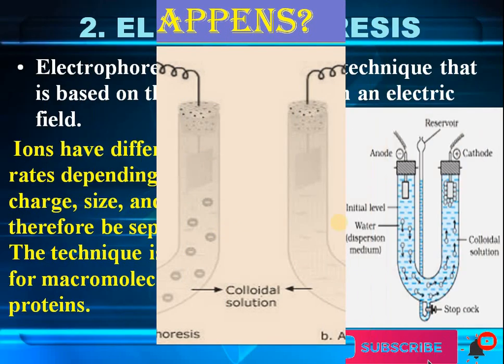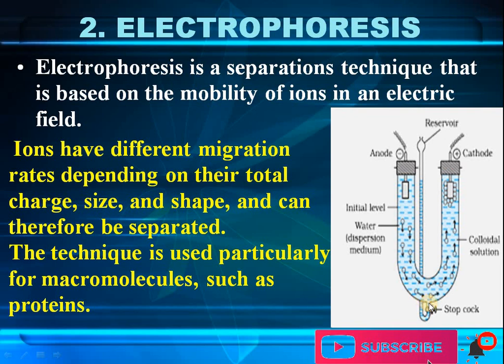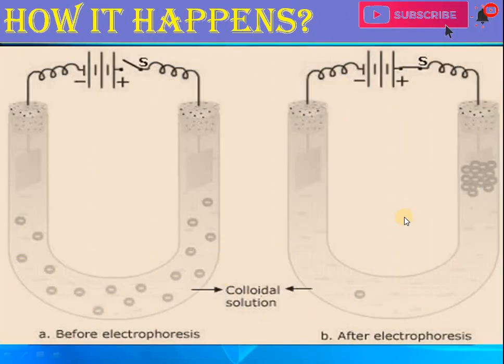What we have here is a U-shaped tube which is attached with a funnel, a reservoir where we put the colloidal solution, and in this U-shaped tube we have a water level. By using this top cork we put the colloidal solution in this U-shaped tube, and further it gets mixed with the water, which will act here as a dispersion medium, and the colloidal solution will be the dispersed phase. Initially, without the electric effect, the level is equal. So before electrophoresis the level is equal.